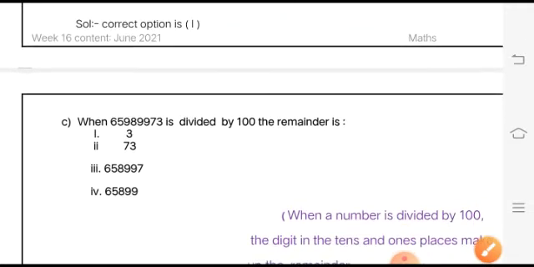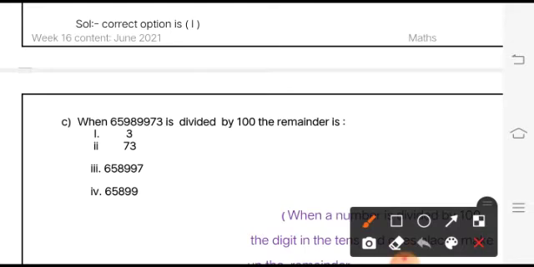Part C is, whenever we divide any number by 100, no matter how big the number is, the remainder is always the last two digits. Here we have been given a huge number and we have to say what its remainder is among the given options, and you can see here the last two digits are 73. That means the second option is correct because here the number is to be divided by 100.